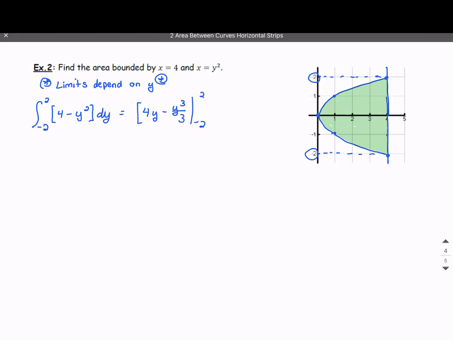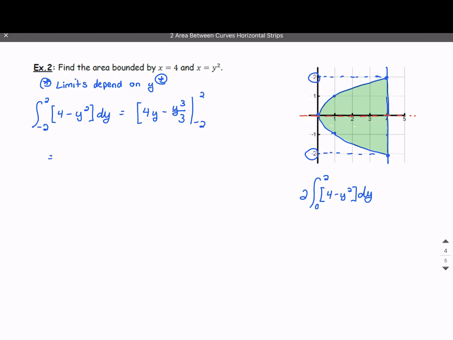And yes, you could also have done symmetry: 2 times the integral from 0 to 2 of 4 minus y squared dy, because there is an axis of symmetry here. And yes, that would be the same. Either way, it doesn't matter.